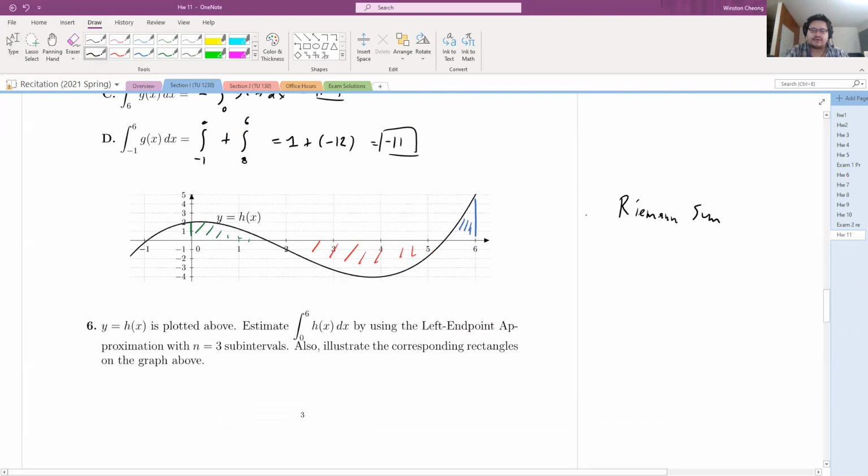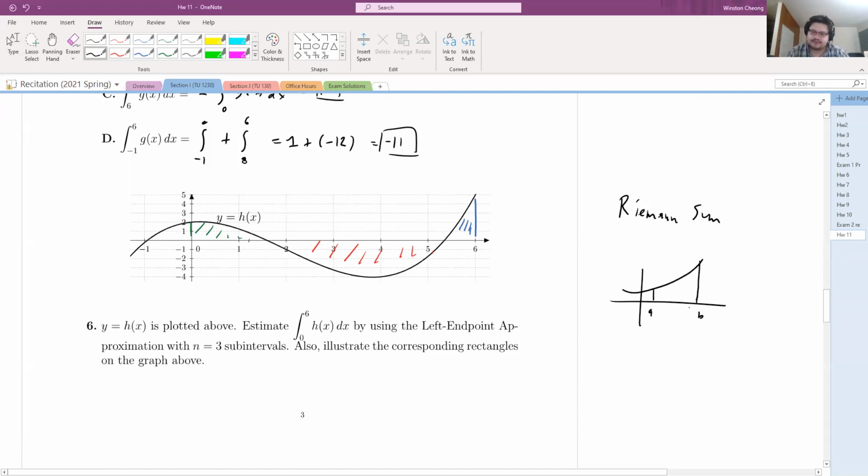Well, the idea is if we use more and more rectangles, those approximations will approach the actual area. So the idea is always to say we're given a function, say we're given this kind of region. The idea is we go from A to B.